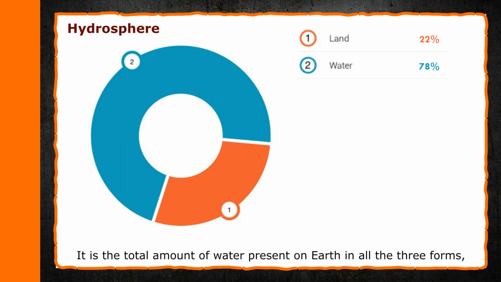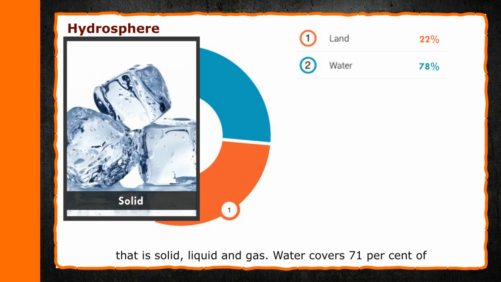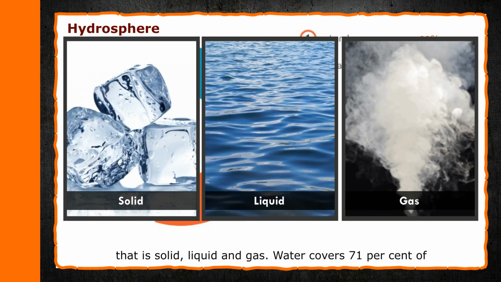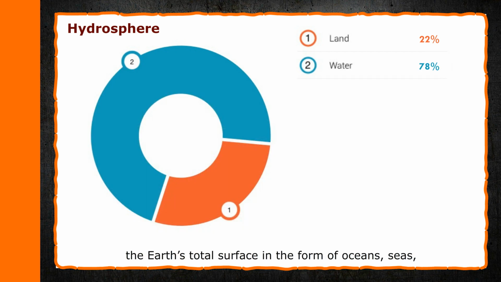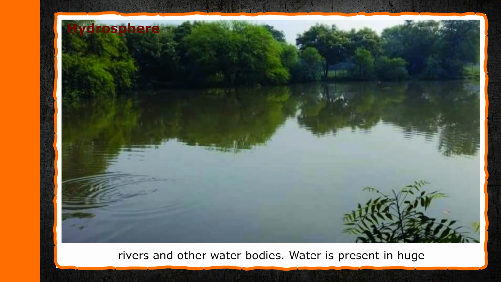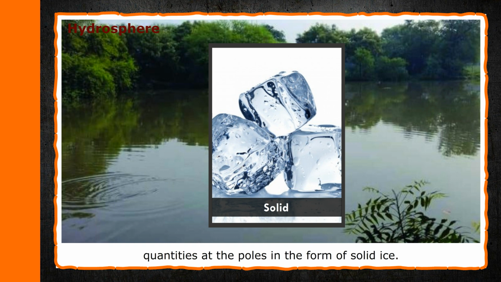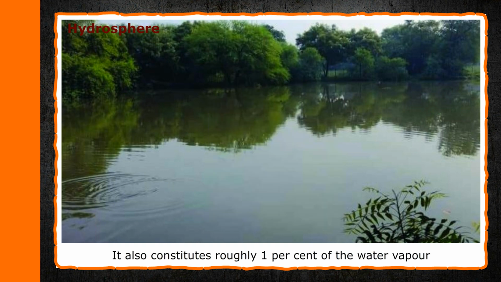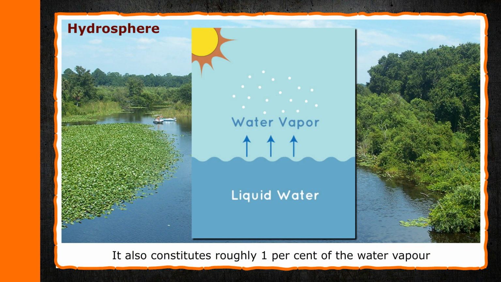Hydrosphere. It is the total amount of water present on Earth in all the 3 forms, that is solid, liquid, and gas. Water covers 71% of the Earth's total surface in the form of oceans, seas, rivers, and other water bodies. Water is present in huge quantities at the poles in the form of solid ice. It also constitutes roughly 1% of the water vapor in the form of clouds and fog.